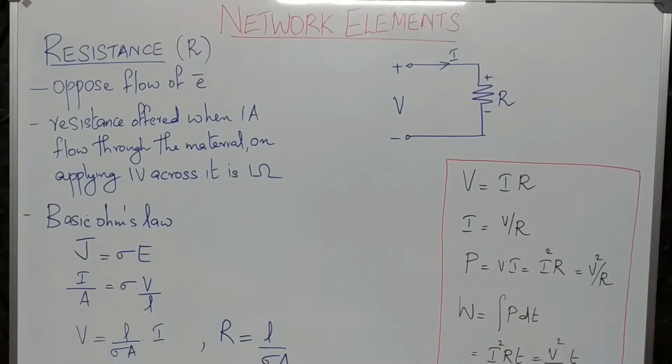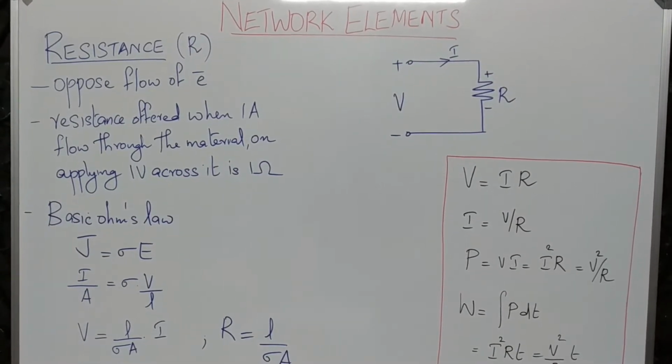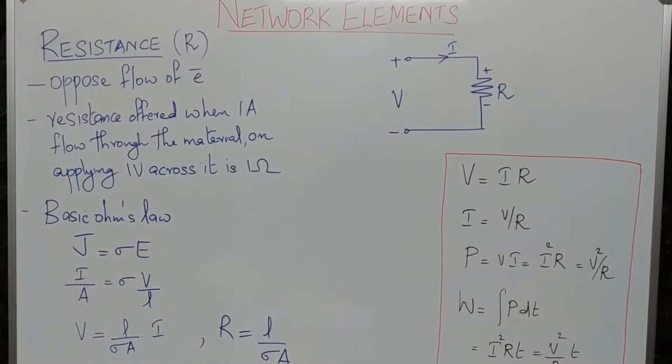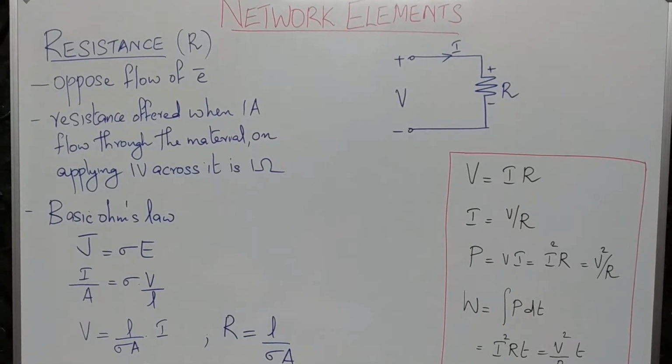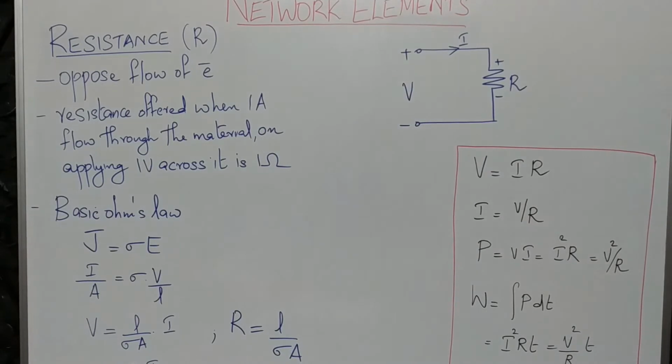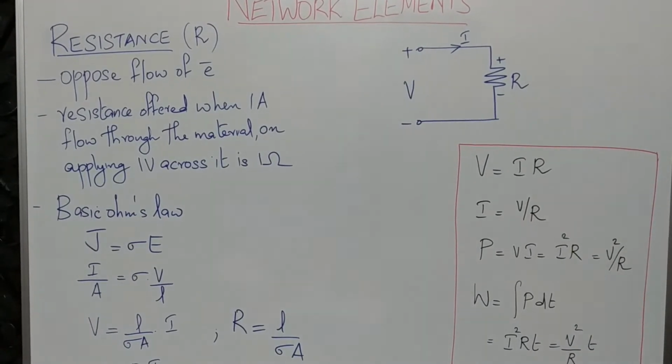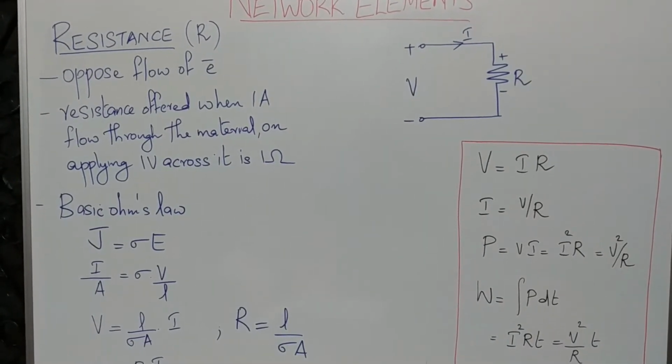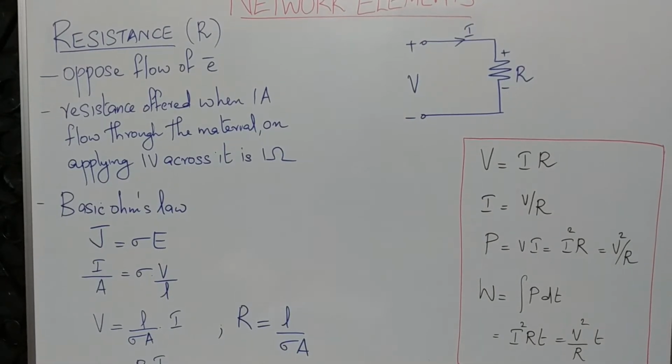Today we'll see the various network elements which we'll be using in circuits. The first one is resistor. Resistance is the property of a material by virtue of which it opposes the flow of electrons through the material.